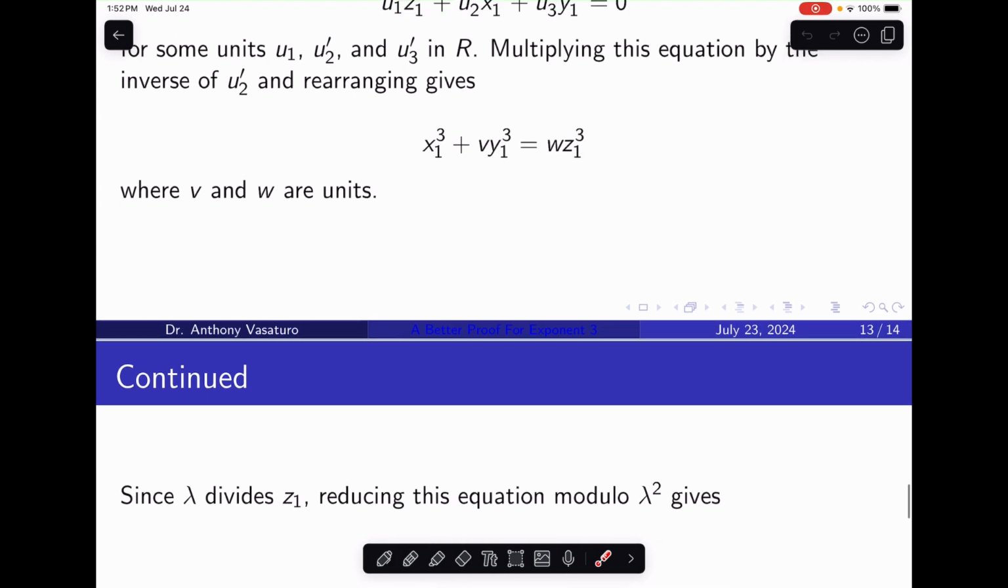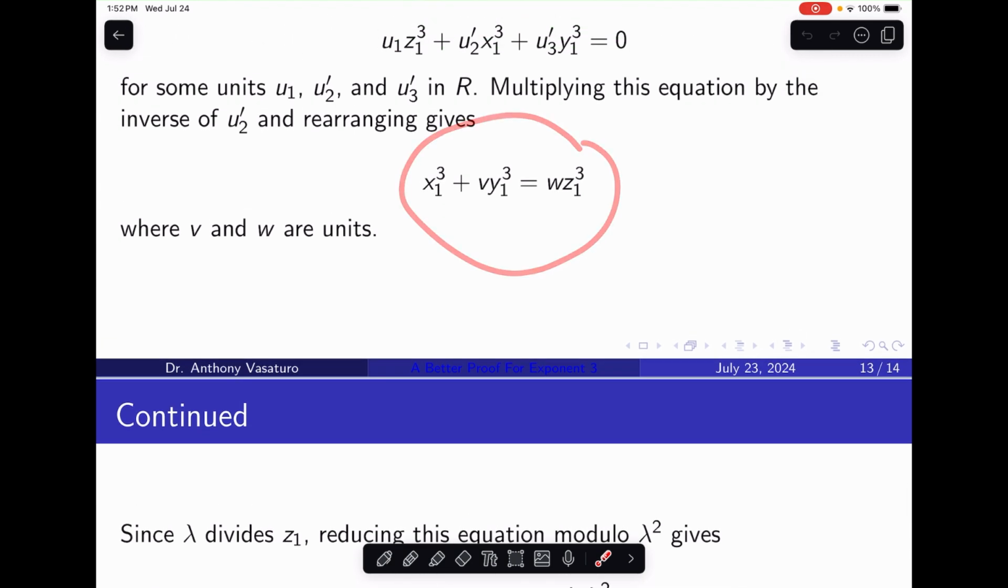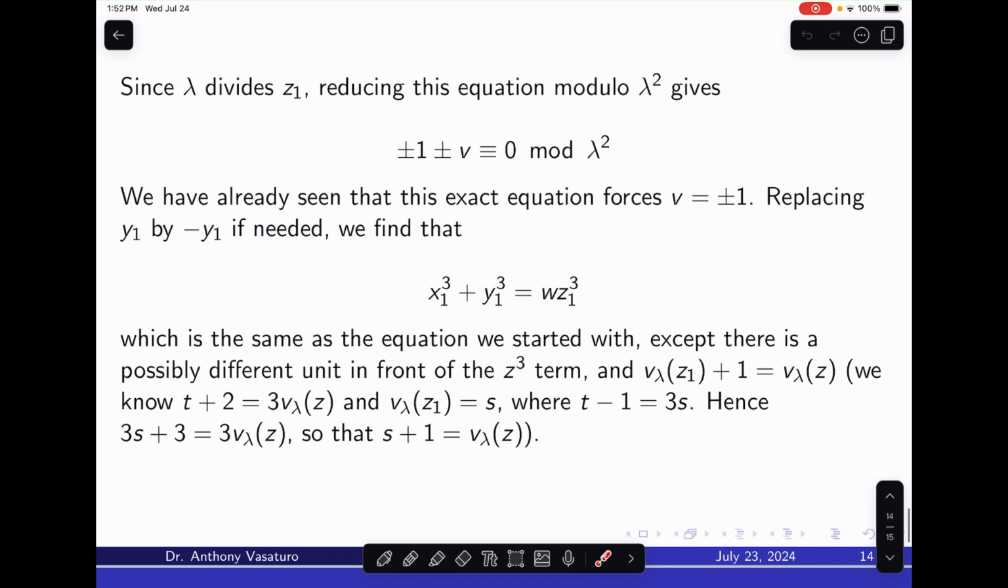Now, lambda divides z1, right? So if you reduce this equation modulo lambda squared, you get the following, again using numbered exercise 2 above. You get plus or minus 1 plus or minus v is equivalent to 0 mod lambda squared. We've already seen this exact equation before, and we saw that when this equation pops up, the only units in R that satisfy it are v equals plus or minus 1.